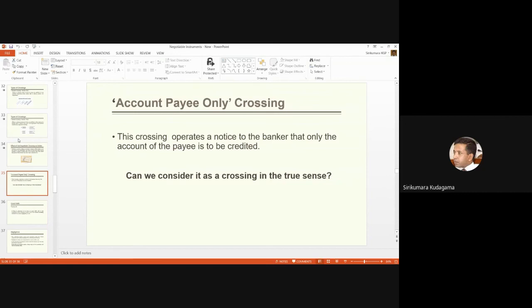Customer is your principal. You are the agent. Now your customer has asked you to pay 1,000 rupees to X, but account payee only to X's account. It can be anywhere, any bank. How do you ensure that it is going into X's account, or someone else's? When I say X, I mean the person named X, right? Is there any mechanism to ensure that?